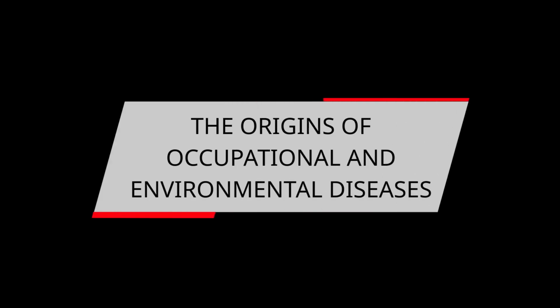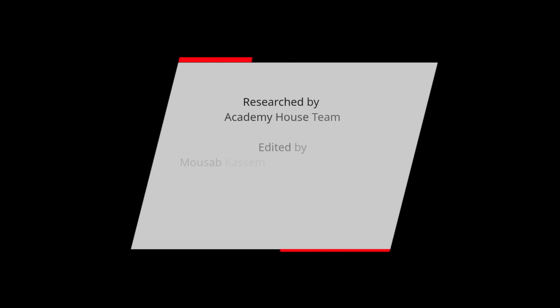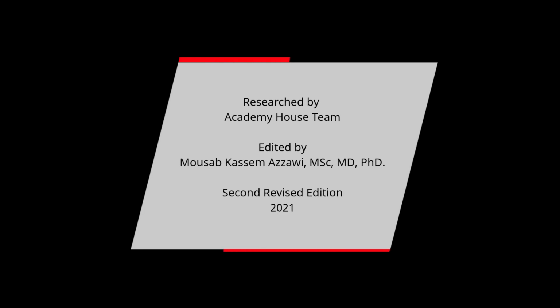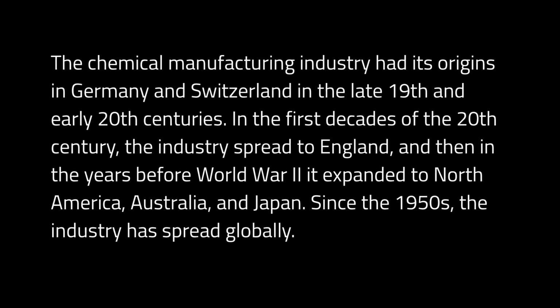The origins of occupational and environmental diseases. The chemical manufacturing industry had its origins in Germany and Switzerland in the late 19th and early 20th centuries.